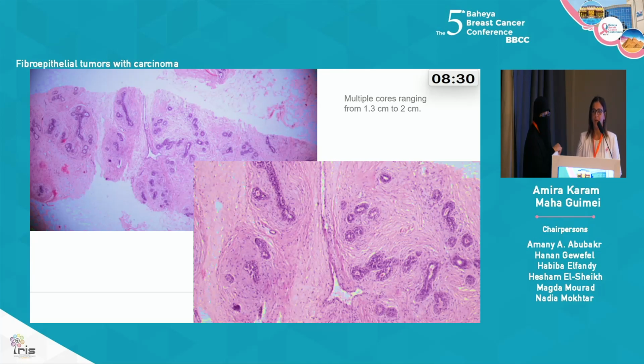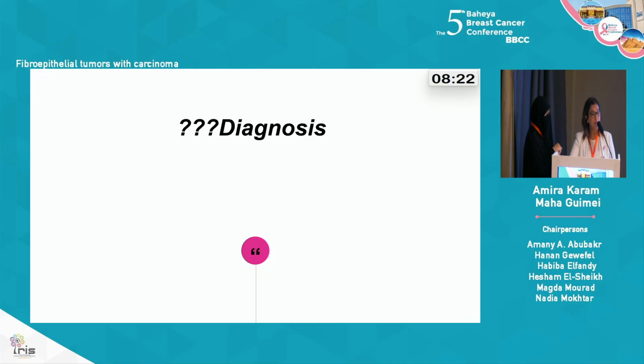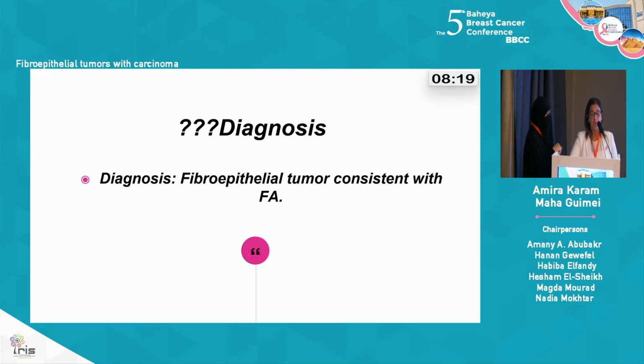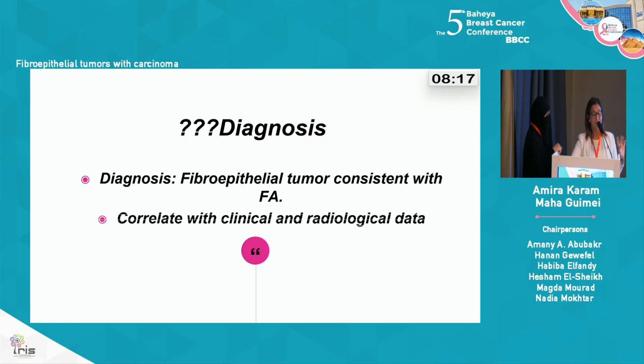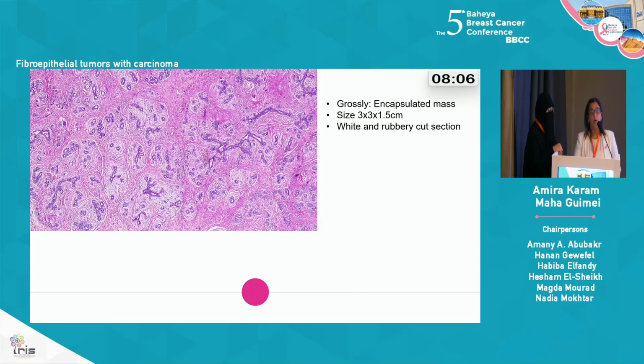It's a pericanalicular fibroadenoma. They saw a lot of worrisome features on mammography, but what we had on the core biopsy was just a normal fibroadenoma. So we reported it as fibroepithelial tumor consistent with fibroadenoma. However, you see abnormal features, so it's your call to correlate with clinical and radiological data. What we see is not just that, but you see different things, and you have to deal accordingly. So the case was discussed in MDT, as we discuss most of our cases, and the decision was taken, based on the abnormal radiological findings, to excise the mass. So an excision was done.